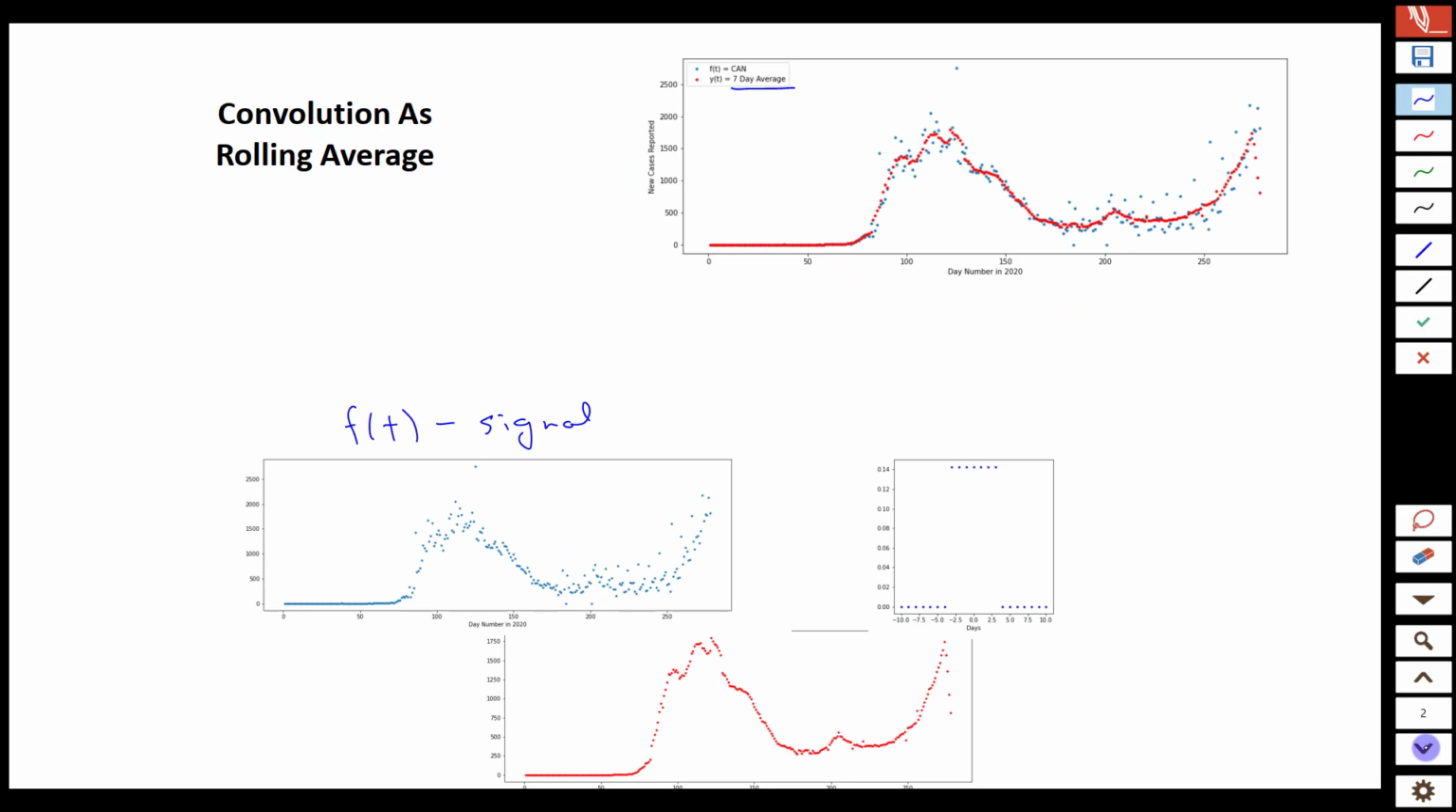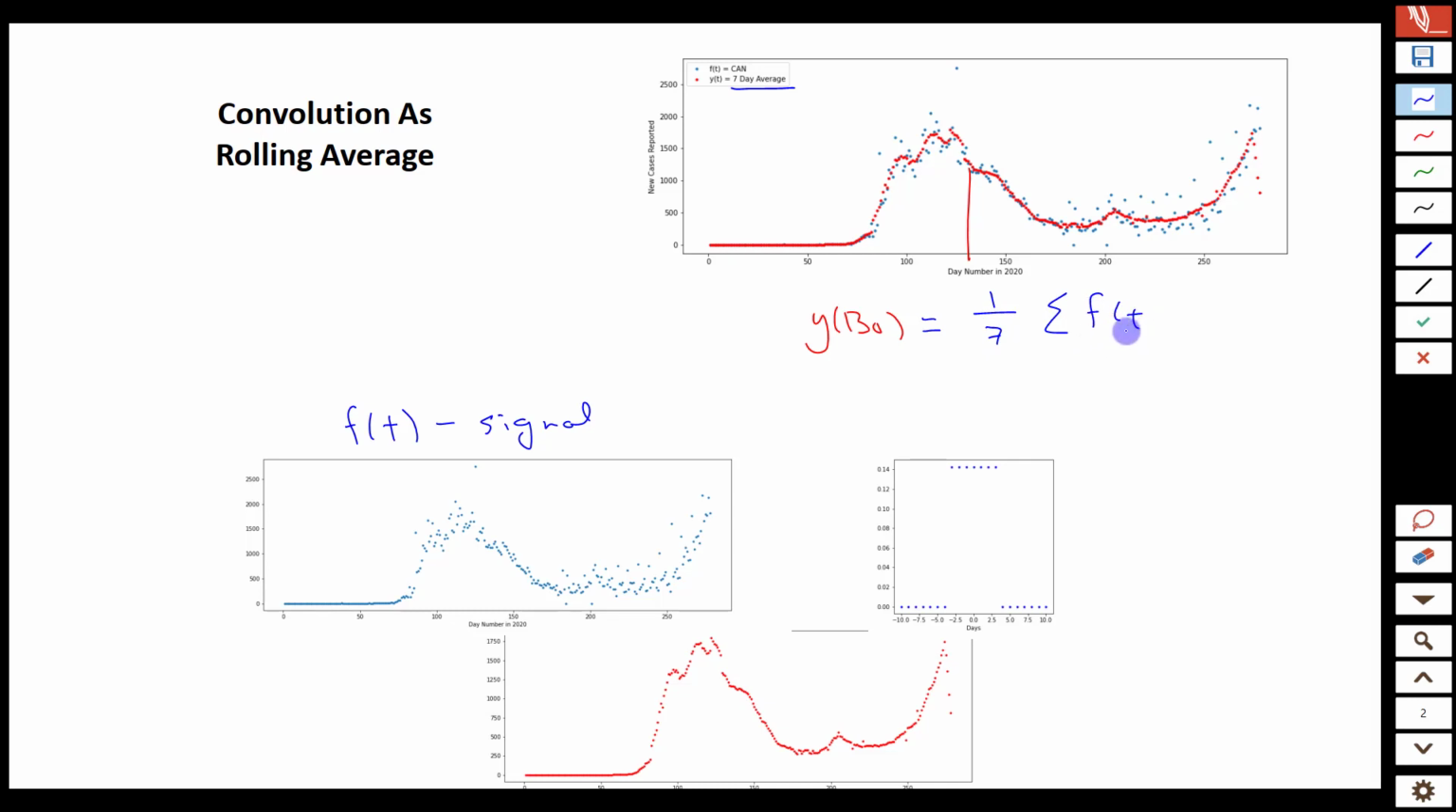Well, let's just imagine one of these red points. So let's take this red point here. That has a value of, let's say, y of t. I'm going to say, let's call it y of 130. Now the naive way to calculate this would just be to take 1/7, we're doing a weekly average, and we would add up the f of t's, but not just the f of t's.